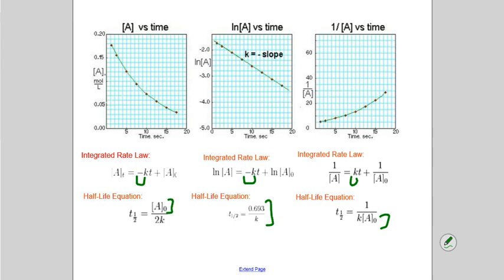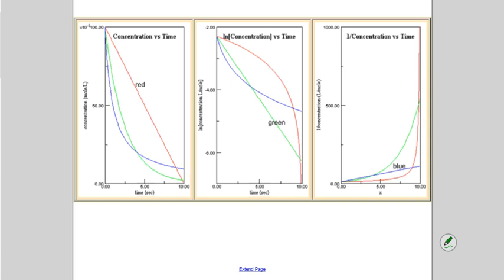But we'll get into some practice for this whole thing. Again, we're still only focusing on one reactant. But let's look at this. Over here, this is concentration versus time. So this is zero order.